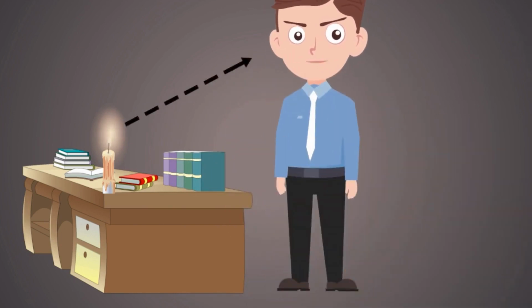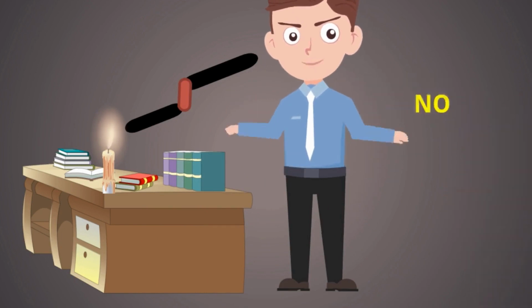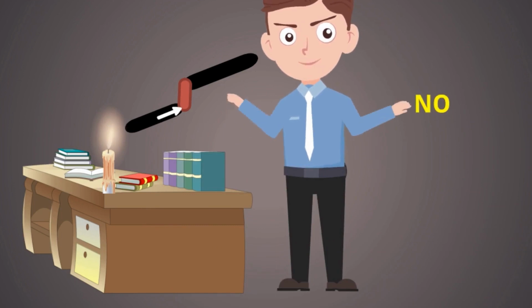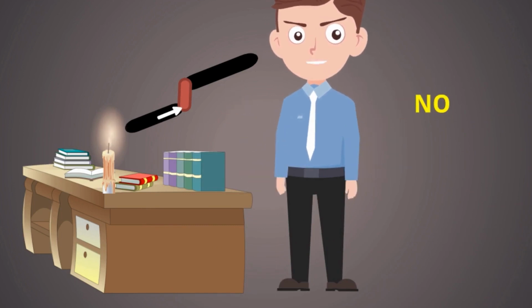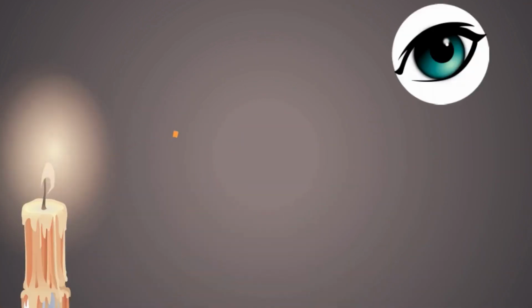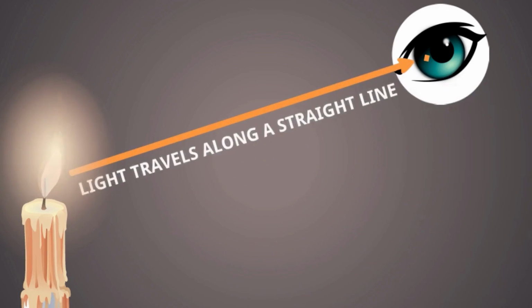But what if we bend the pipe? Are you able to see? No, we will not be able to see because light comes from the candle and it will be obstructed here. So it will not be reaching our eyes. So we can say light rays coming from the candle come to our eyes in a straight line. So we can say easily, light travels along a straight line.